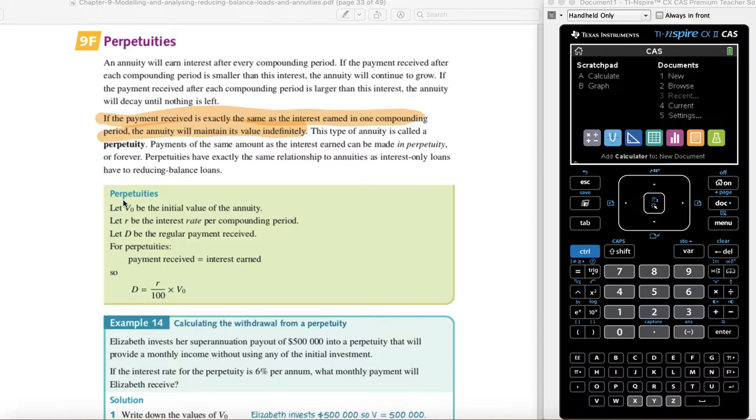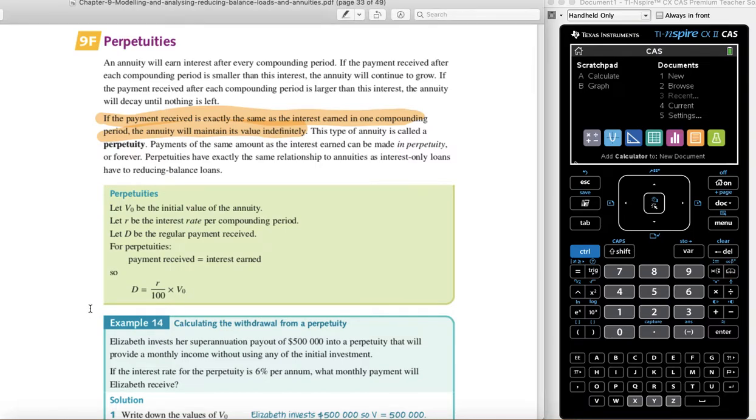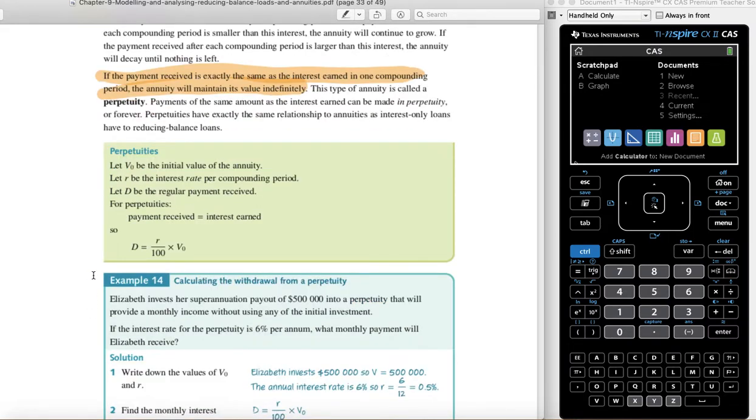So here's the recursion rule that we're going to look at. V0, as we've been doing all along, is the initial value of the annuity. R is the interest rate per compounding period. D is the regular payment received. And for perpetuities, the payment received is the interest earned. So in this case, D is actually the rate divided by 100 multiplied by the value. So this is a really straightforward one. It looks confusing, but I'm going to show you how easy it is.